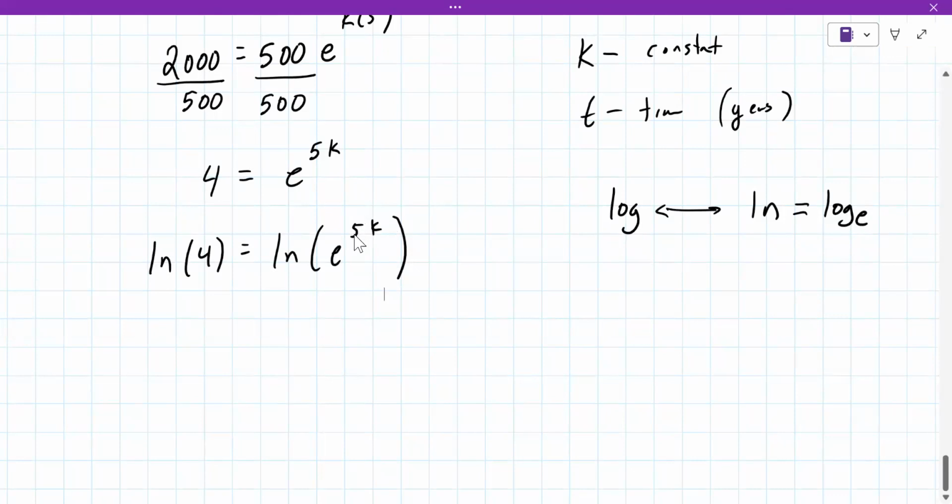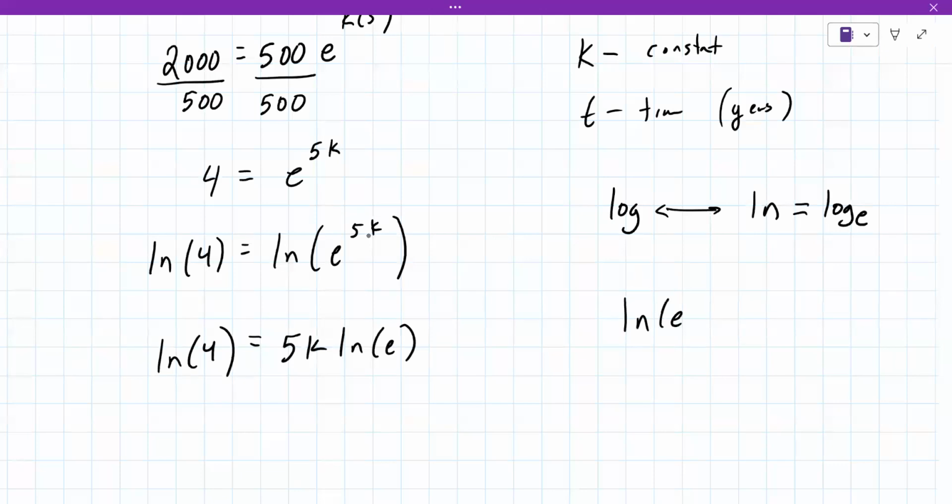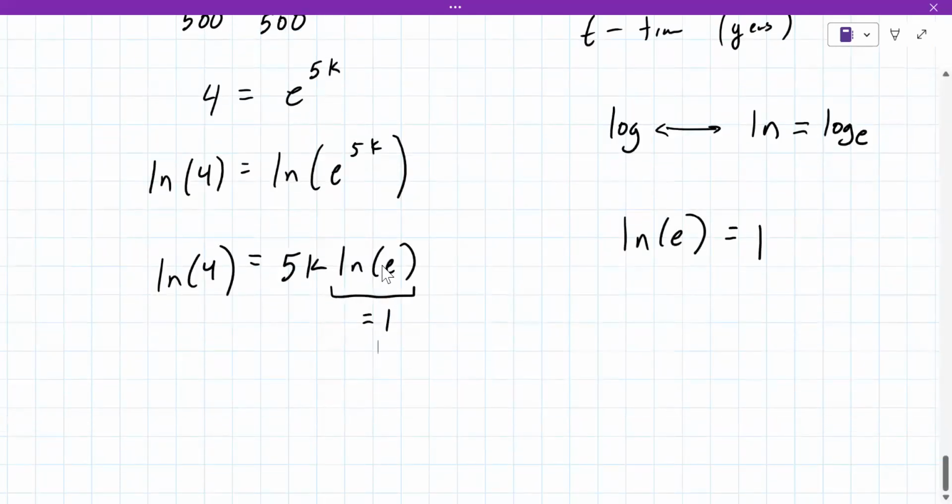So on the right here, bring the 5k down. 5k natural log of e equals natural log of 4. And then we talked about this, I think, the other day. Natural log of e is really 1. So this part on the right here is really equal to 1. So right now, and I'm just going to rewrite this a little bit, it's 5k equals natural log of 4.